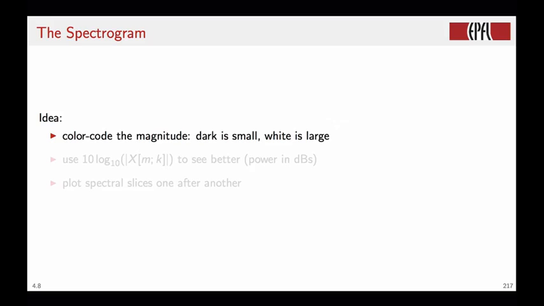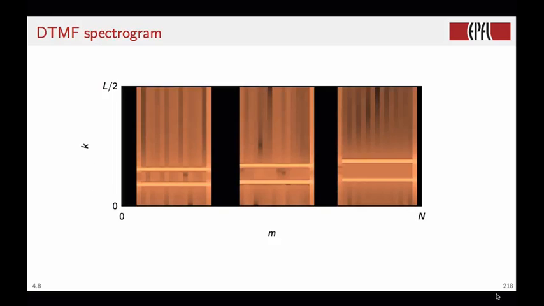To make it easier to understand, what we do instead is color code the magnitude of the Fourier transform. We use dark hues for small values, and whitish or brilliant hues for large values. We also take the logarithm of the magnitude in order to compress the range of values and to better map them over a color scale. And we put the spectral slices one after another to obtain an image-like picture of the time-varying spectrum. So this is the spectrogram of the DTMF signal.